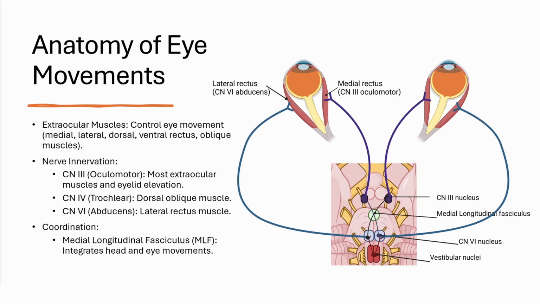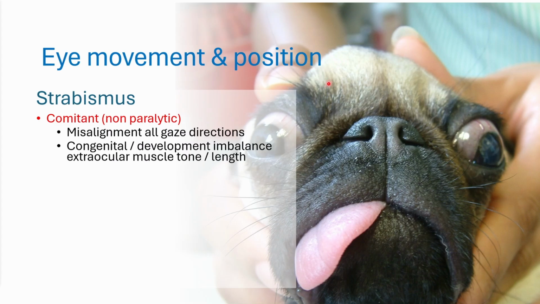So when we have abnormal eye movement or position, first of all, if it's an abnormal position, we call it strabismus. And strabismus is actually quite common in brachycephalic dogs. This is often due to their malformed and shallow orbits rather than due to a neurological problem. And when it is like that in these brachycephalic dogs, you can refer to it as concomitant, non-paralytic. So there's a misalignment in all gaze directions. Every time you look at the dog, there is an abnormal position.